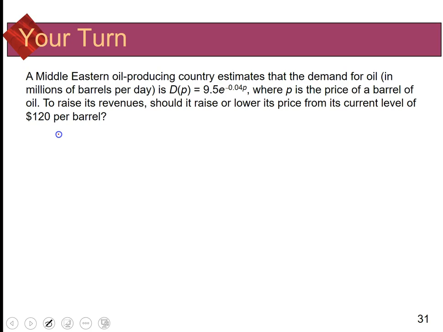Okay, now that you've answered your 3 parts of this question, to get the final answer, let me go through what I would have calculated for this. So again, we have D of P being given to us as 9.5 e to the negative 0.04 P. That means that D prime of P is going to equal the same thing again.